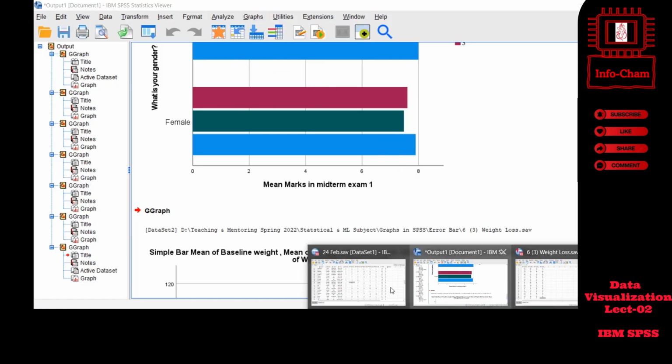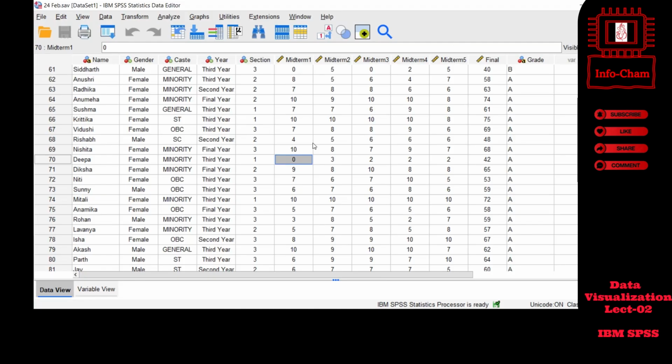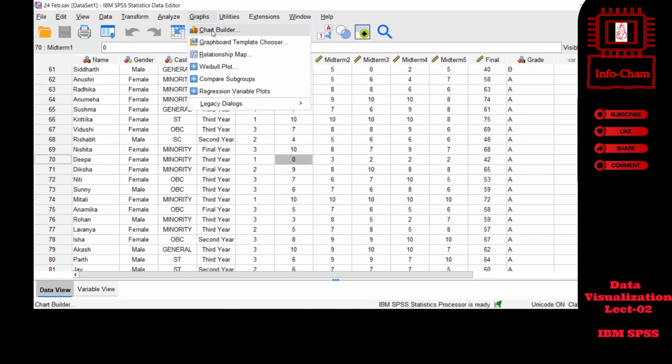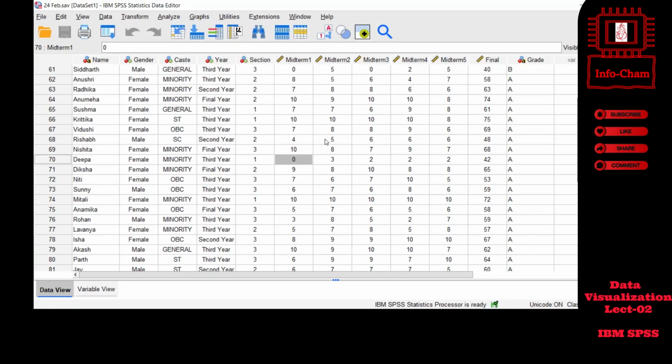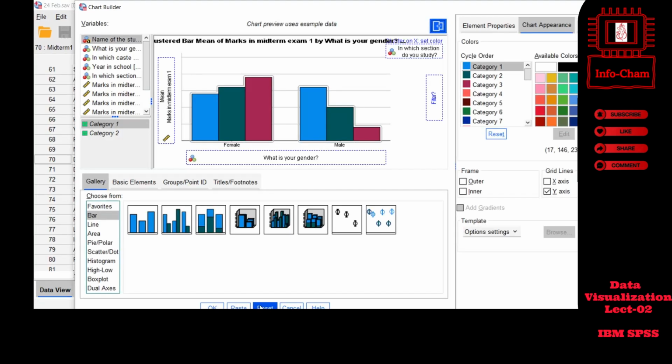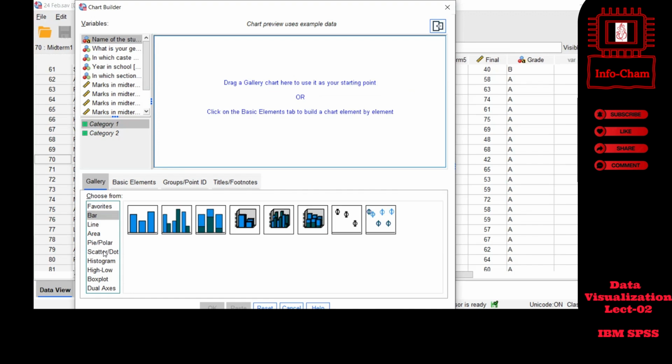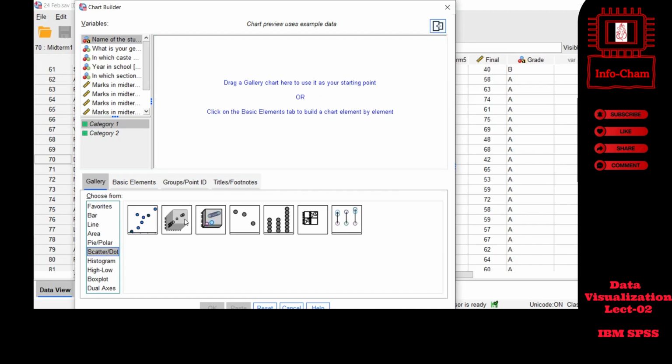But for that, I need to open that file here. Okay, I go to that file, Graph, Chart Builder, and reset, and go with the scatter plot here. Can you see the scatter plot here? There are three. You can also make a 3D. It's your choice. But I'm making it very simple now.